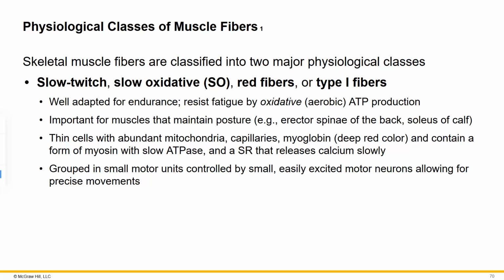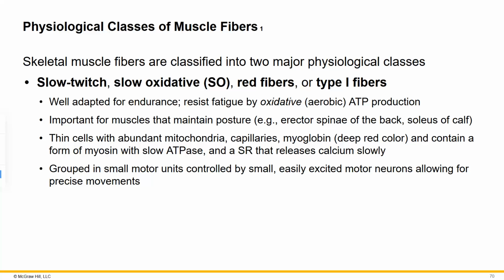So physiological classes of muscle fibers. There's slow twitch, fast twitch, different types of muscle fibers that we have. So we're going to go through what they are and what they're used for. So the first one, slow twitch, slow oxidative, or SO, red fibers, or type 1 fibers. They're well adapted for endurance.